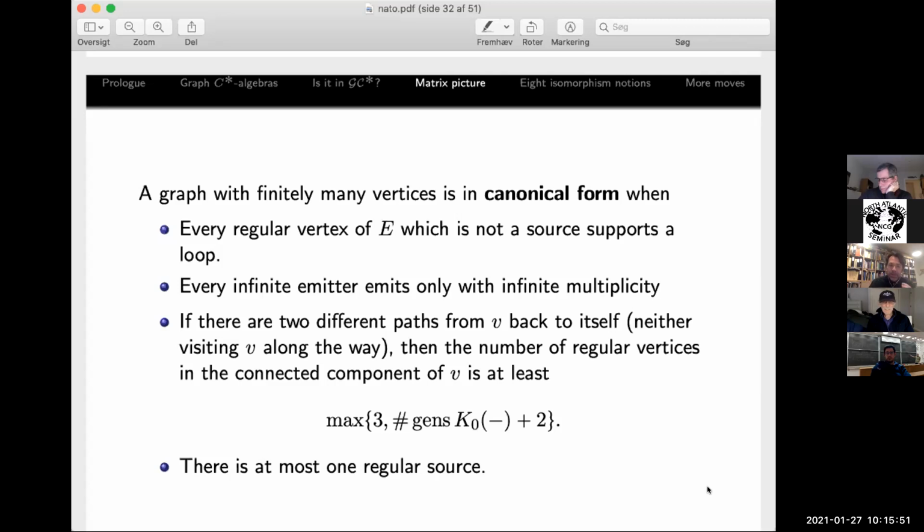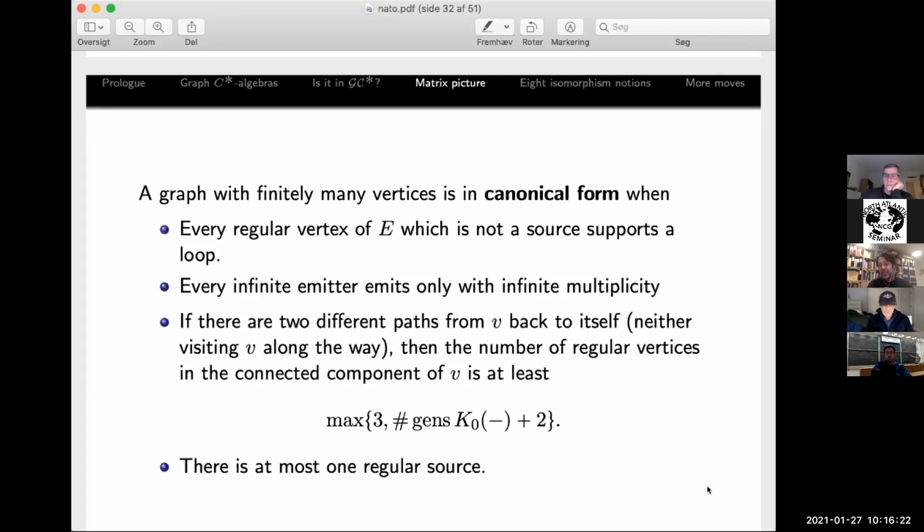Then I'm asking that the number of regular vertices in the connected component here has to be at least 3, and also it has to be at least 2 bigger than it could have been. And what I mean by that is that when you compute the K-theory, this is some sort of co-kernel, right? So this is a finitely generated abelian group, so it has a number of generators. And the number of generators is the smallest way you can represent this particular K-theory in a matrix. And what I'm asking is that it's slightly bigger than that.